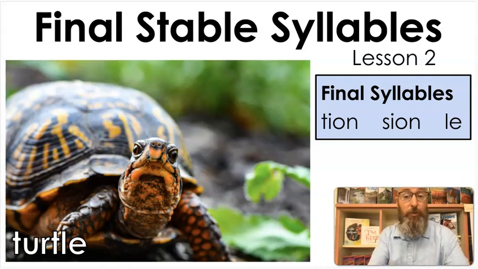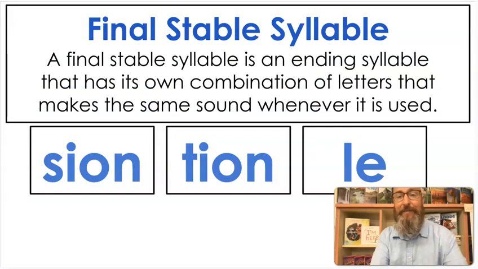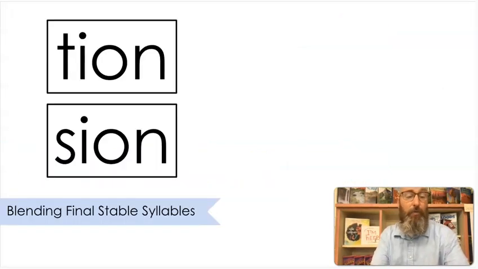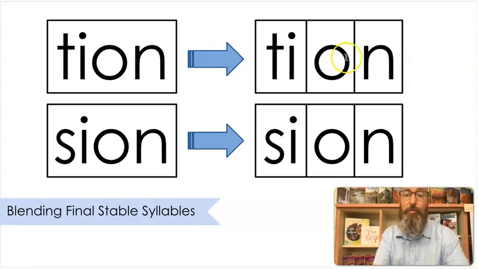The final stable syllables we're going to be looking at this week, as we said yesterday, were tion, sion, and le. And as a reminder, a final stable syllable is an ending syllable, which means we're working with multisyllabic words, that has its own combination of letters that makes the same sound whenever it is used. Now, these two in particular, tion and sion, if we were breaking them up and tapping the sounds, it would make multiple sounds. The ti and si both say sh, and then the o is a schwa, and then an n. So I do know that.